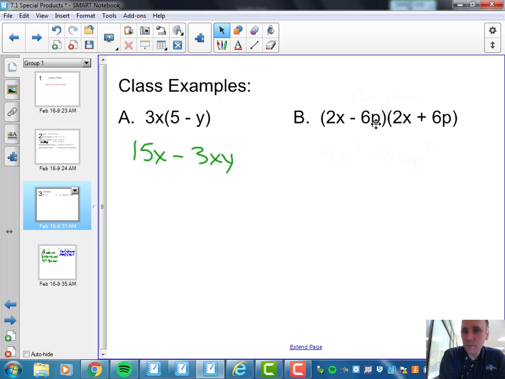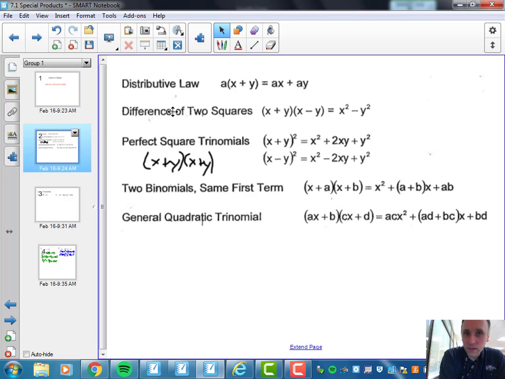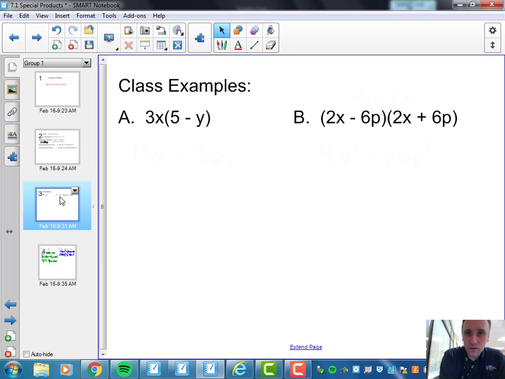Here we've got 2x minus 6p times 2x minus 6p. Well, look at this. I've got 2x and 2x in the first place. 6p and 6p are in the second place, and I've just got a difference in signs there. That means this is one of these difference of two squares problems. So in order to do that product, I can multiply the first terms. So 2x times 2x gets me 4x squared.